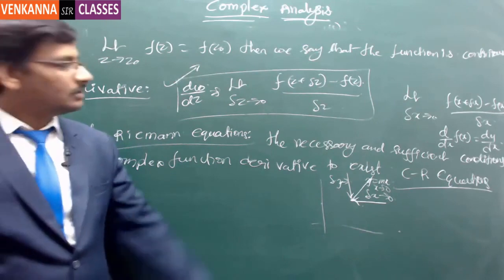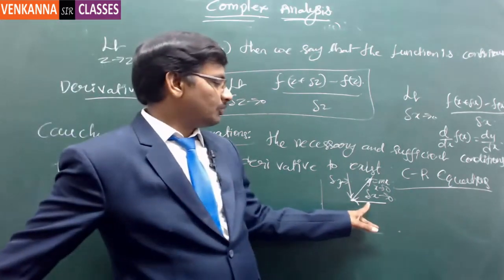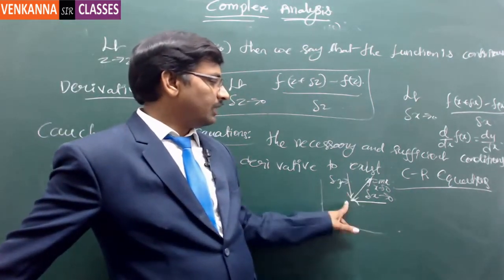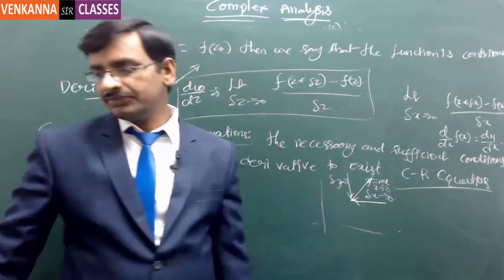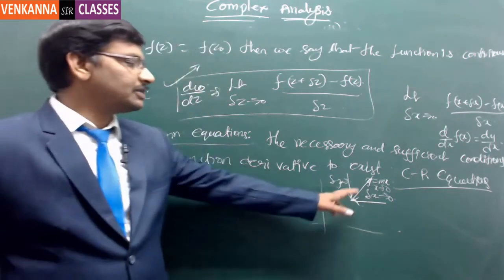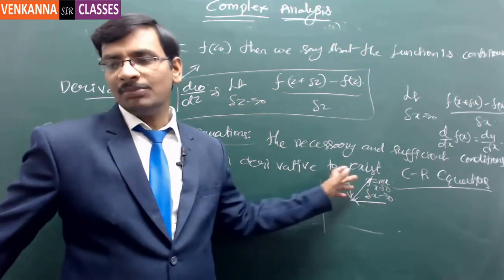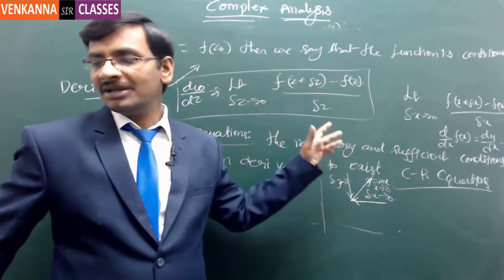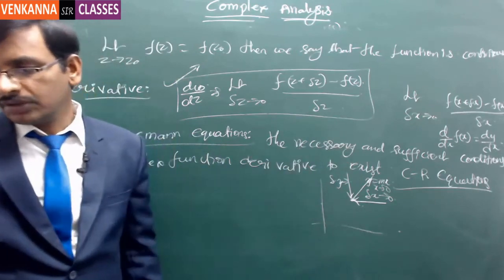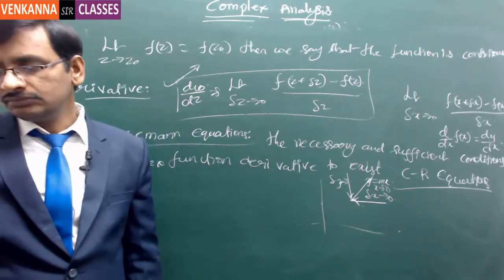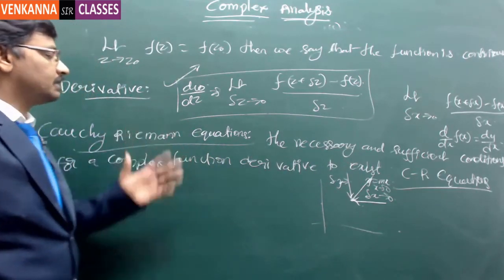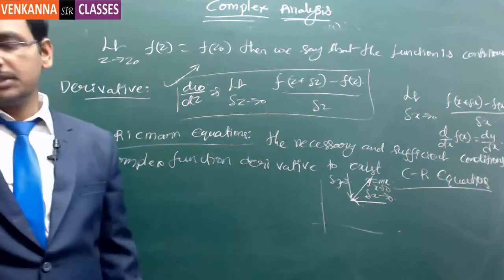Got it? So there are three different directions you are trying to approach it: the x direction, the y direction, and the y is equal to mx direction. So these are the three different directions we usually check to identify, at least at the base level, that the limit exists for that particular function. Got it? Okay. So these CR equations, I am going to prove them, if you note down the statement.